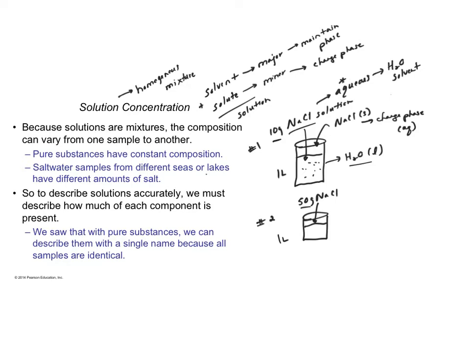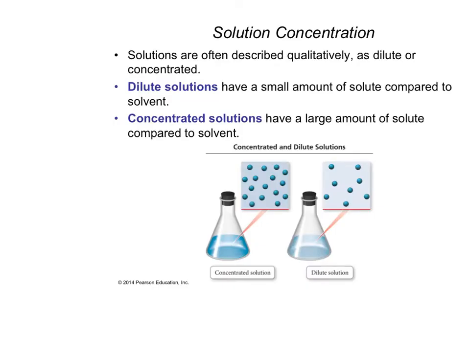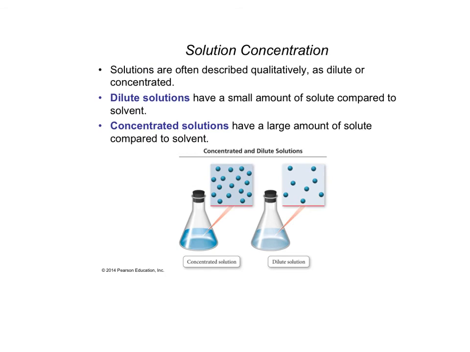Now we're going to talk about how we actually specify that. How do we specify how much solute there is relative to solvent in chemistry? Okay, so the first way is what we would call a qualitative definition. And what I mean by qualitative is it's kind of hand wavy. It's not specifically defined, but it does give you an overall idea, in relative terms, of what's going on.